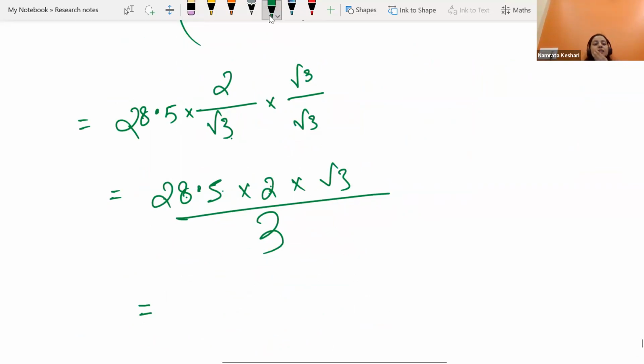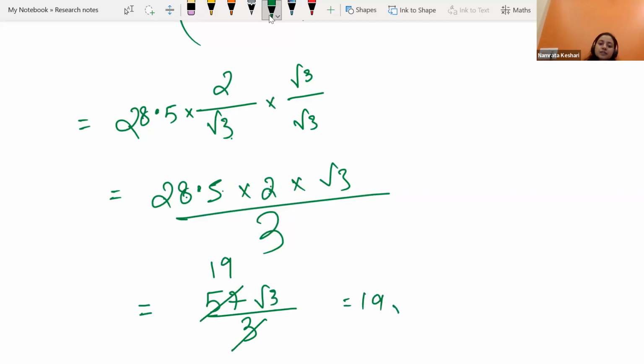I can see it is cancelable. 19 root 3. 3 ones are 3, 3 times 19 is 57. It's 19.